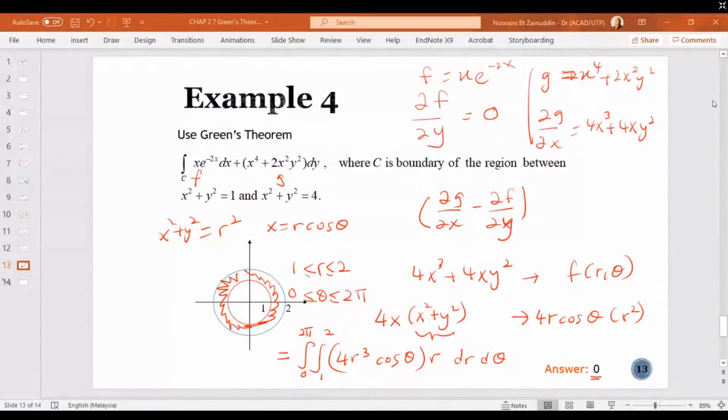Okay. Why is it a power of 3? Because we have 4x cubed plus 4xy squared. I factor out the 4x. So I have x squared plus y squared. So x squared plus y squared is r squared.